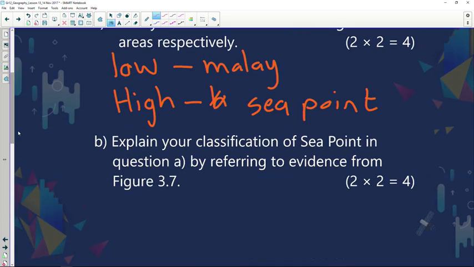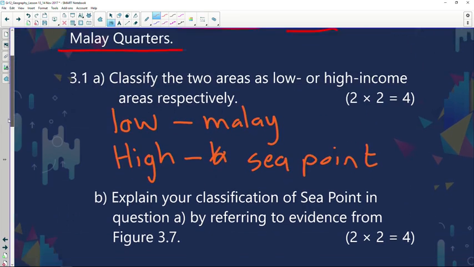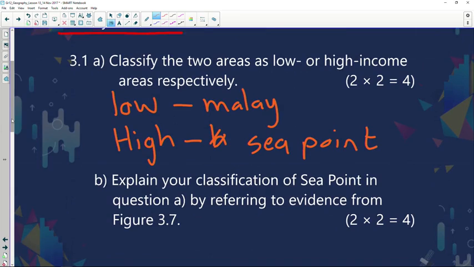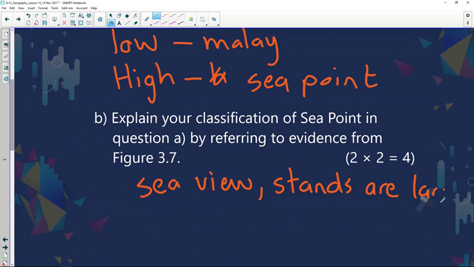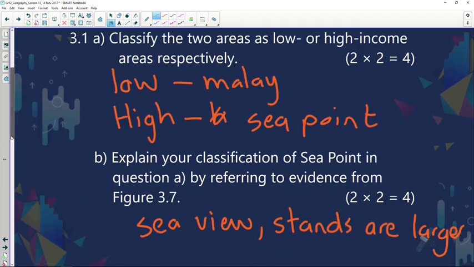Explain your classification of Sea Point in question A by referring to the evidence. First of all, when we look at the evidence, where do we see Sea Point? It's next to the ocean. So your property stands are going to be much more expensive to have an ocean view than places that are further away. The reason I'm saying that is because it's got sea view and the stands are larger. The property sizes are larger than at the Malay Quarters.